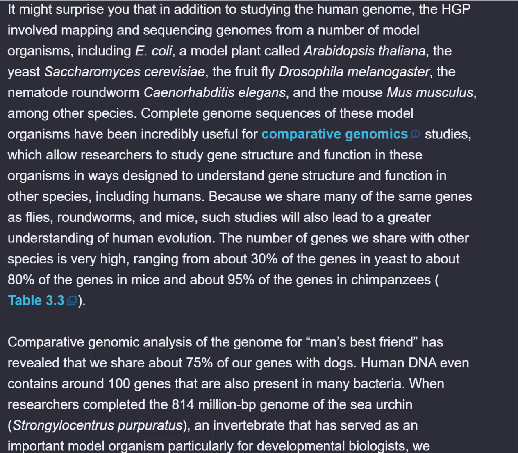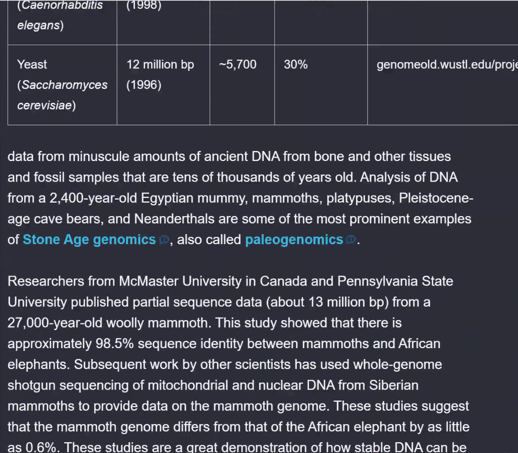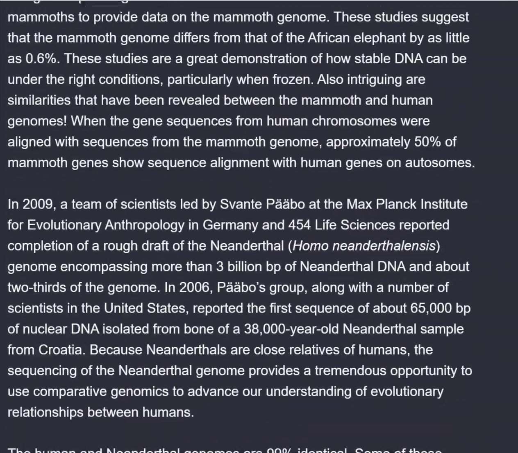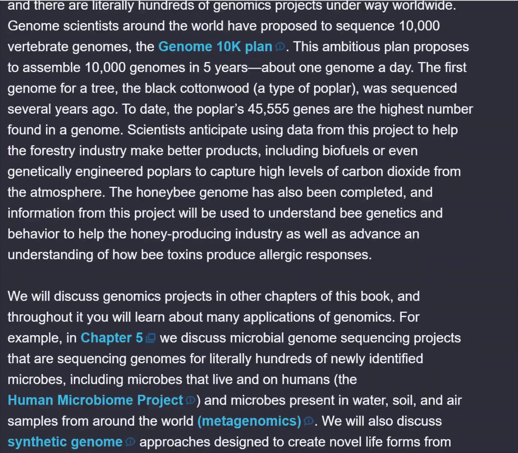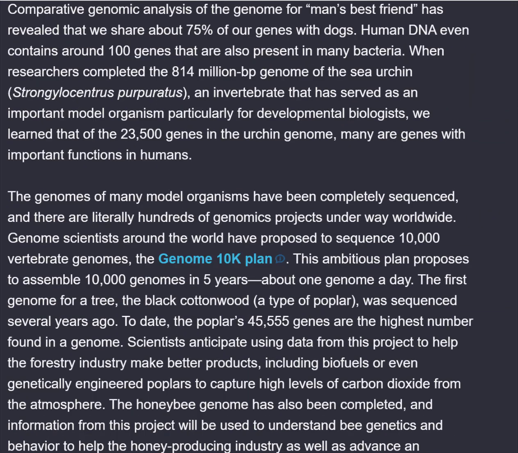The number of genes we share with other species is very high, ranging from about 30% of the genes in yeast to about 80% of the genes in mice and about 95% of the genes in chimpanzees. Table 3.3. Comparative genomic analysis of the genome for man's best friend has revealed that we share about 75% of our genes with dogs. Human DNA even contains around 100 genes that are also present in many bacteria.